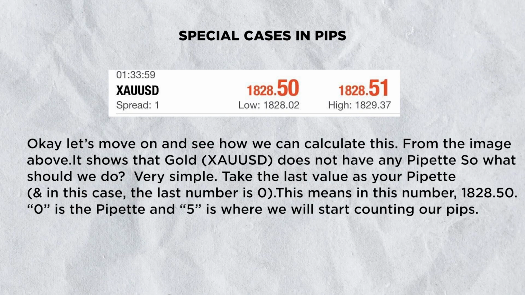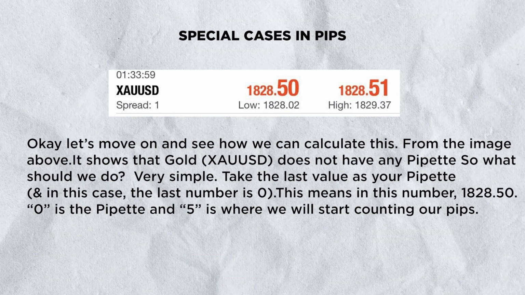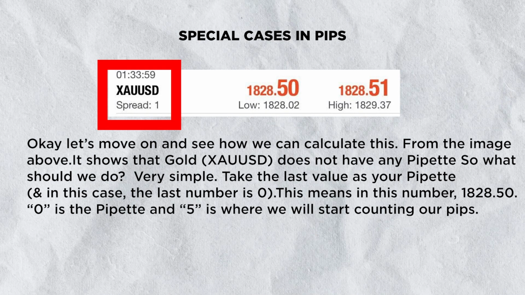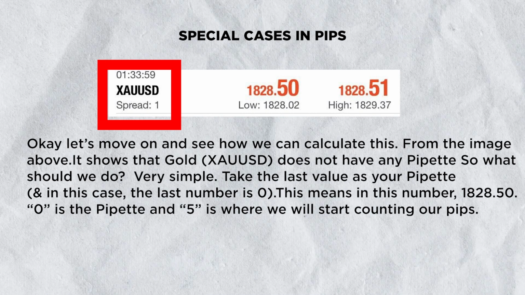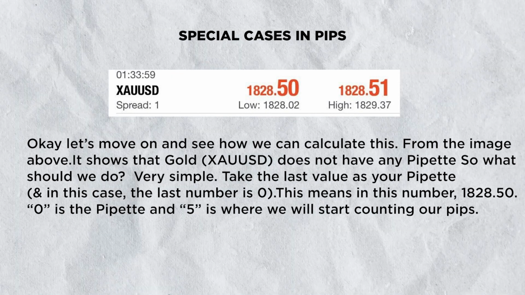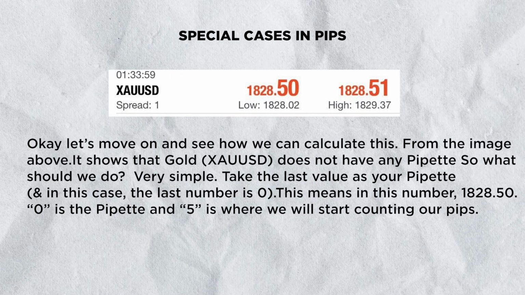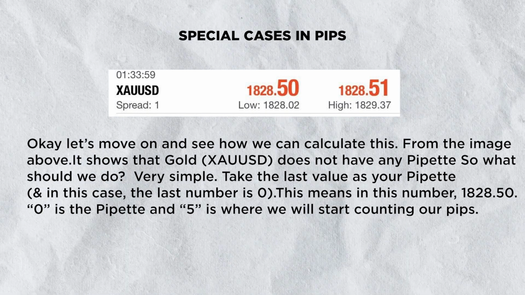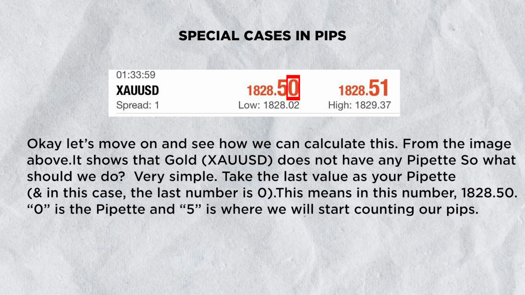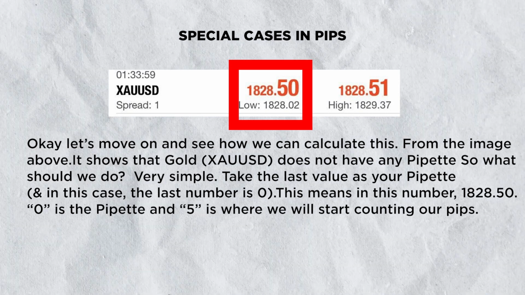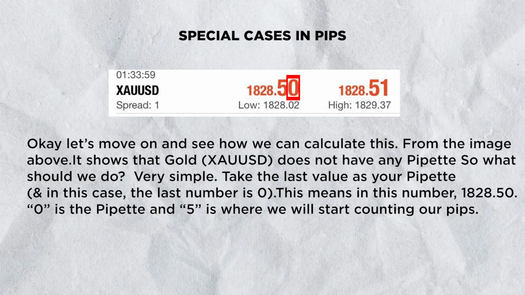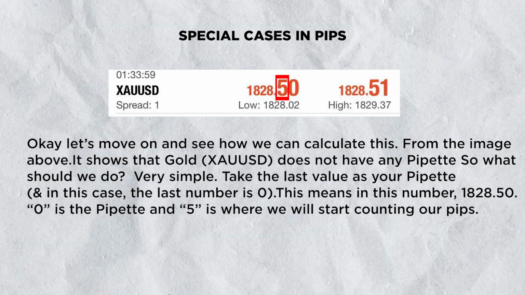Okay, let's move on and see how we can calculate this. From the image above, it shows that gold, XAUUSD, does not have any pipette. So what should we do? Very simple. Take the last value as your pipette. And in this case, the last number is 0. This means in this number, 1828.50, 0 is the pipette, and 5 is where we will start counting our pips.